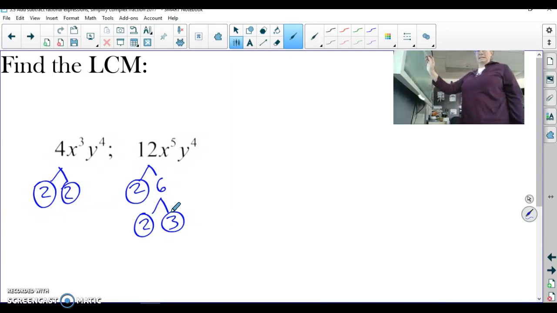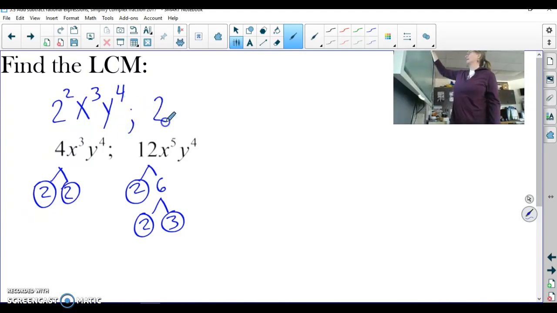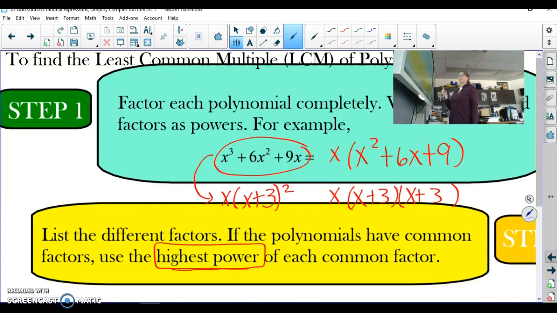So if I'm going to write this in factored form, it's 2 squared, because I have 2 times 2, x to the 3rd, y to the 4th. Those are already written with their powers. And then for the second one here, it's 2 squared, I got 2 and 2, times 3, times x to the 5th, times y to the 4th. And so now, going back here, we're going to list the different factors, which we just did. If the polynomials have common factors, use the highest power of each common factor.